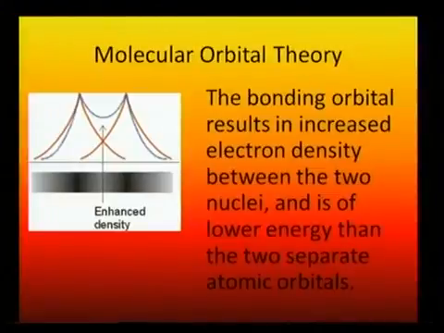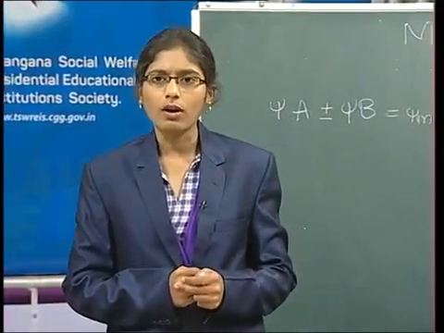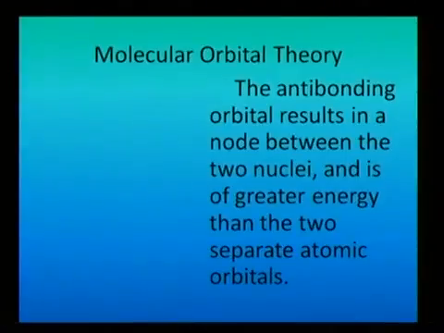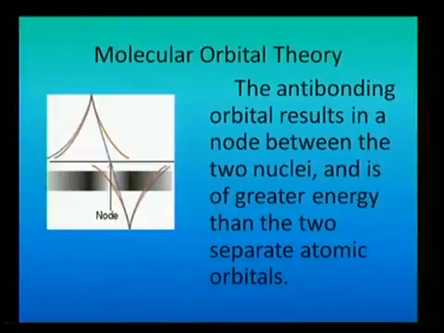Okay. And what is the anti-bonding molecular orbital? Okay, let's see. The anti-bonding molecular orbital results in a node between the two nuclei and is of greater energy than the two separate atomic orbitals. Here, two electron waves are combining in different phases with opposite signs and result in a node between the two nuclei. What is a node? A node is nothing but the place where the probability of finding an electron is 0.